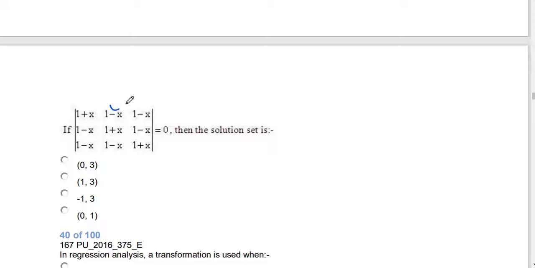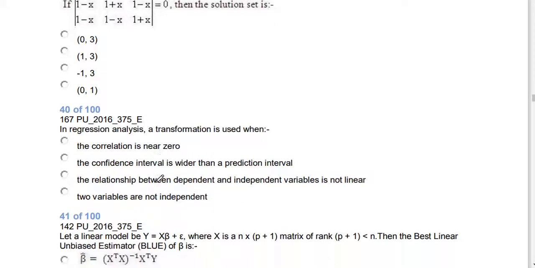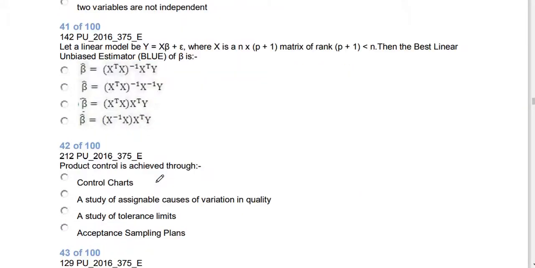Here you can get the polynomial equation with 3x cube like this. You can expand it, you can get the answer. The regression analysis is a transformation when used, correlation is near 0. The theory question you can refer.